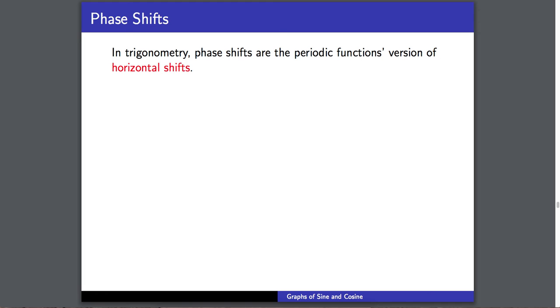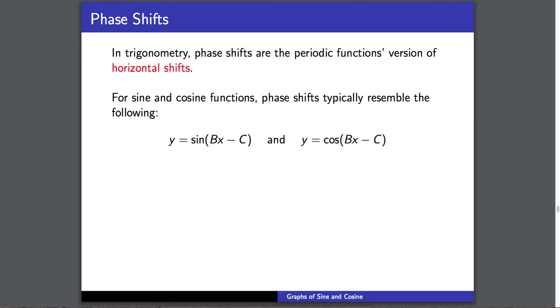The reason they're called something different is primarily because of that periodic, repetitive nature of the graphs of sine and cosine functions. So for sine and cosine functions, phase shifts are typically going to resemble the following: something like y equals sine of bx minus c, or sine of bx plus c, and also y equals cosine of bx minus c, or bx plus c. Notice in these examples that we're adding or subtracting a number inside of our sine and cosine function. When you add or subtract a number inside of a function, that indicates a horizontal shift, or as we call them in trigonometry, phase shifts.